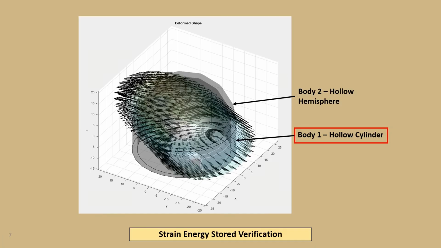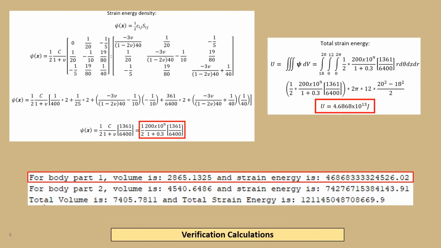And finally, we're tasked with verifying the strain energy stored in a component of our body of our choice. As you can see, I've highlighted my body 1, which is my hollow cylinder, as the body I will be verifying. In order to obtain the total strain energy stored in one of our bodies, I first have to define the strain energy density of our body itself. As you can see, that is defined through this equation here, which is just 1/2 the dot product of the strain tensor with the stress tensor.